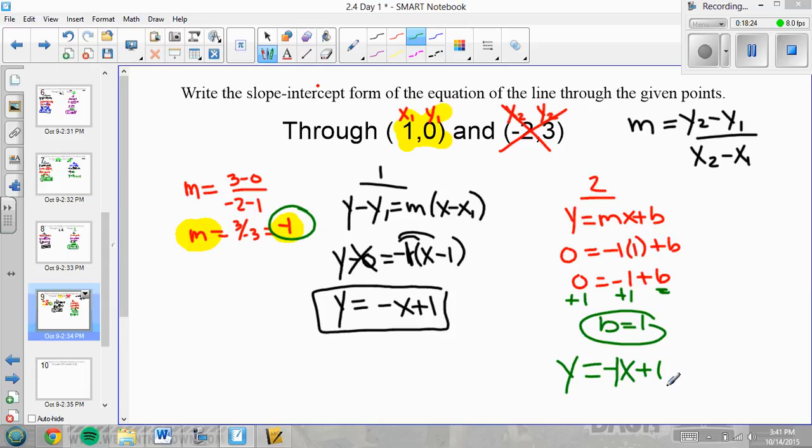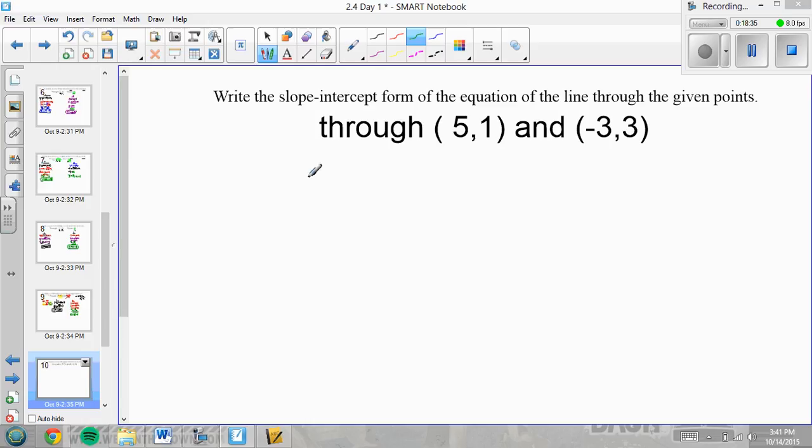Okay, so these are just like the problems we did before, except now we're finding slope before we plug it in to our formulas. Okay, so looking at the next one, I want you to find slope first, and then pick which method you want to choose. So I want you to do this one at your seat, and then we'll go over it.